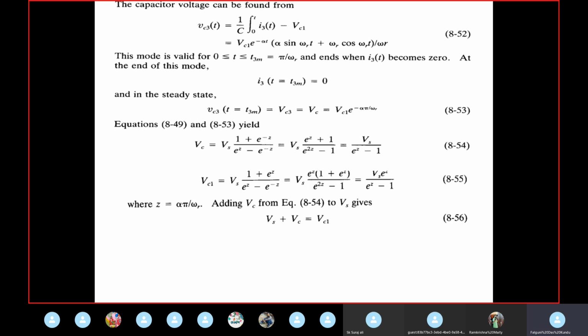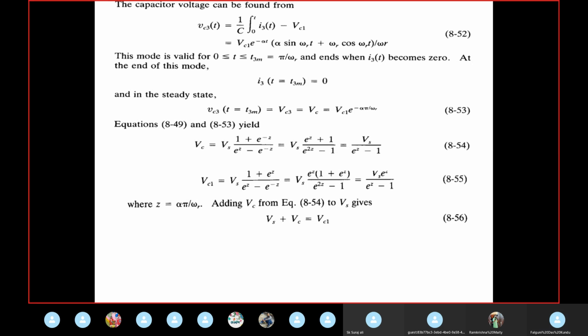And this mode is valid, as I have already told, for t between 0 and T3m, which is nothing but pi by omega r, and ends when i3(t) becomes 0. Now at the end of this mode, i3 becomes 0, and in the steady state, Vc3 at t equals T3m equals Vc3 equals Vc equals Vc1 e to the power minus alpha pi by omega r, okay?